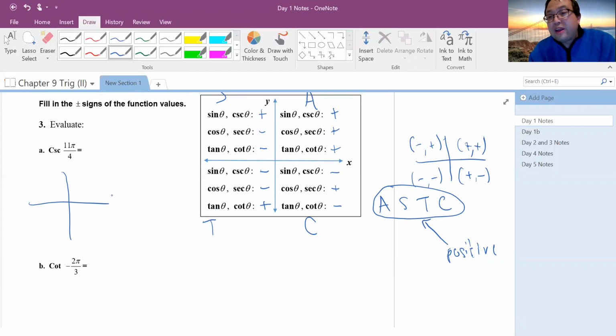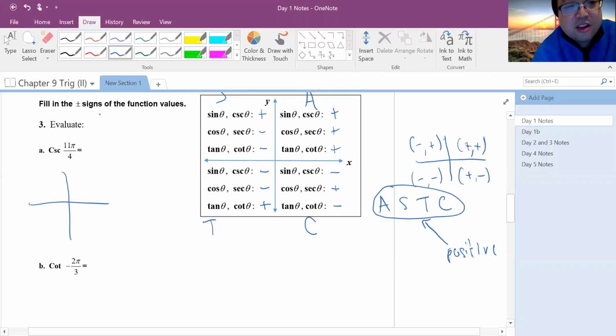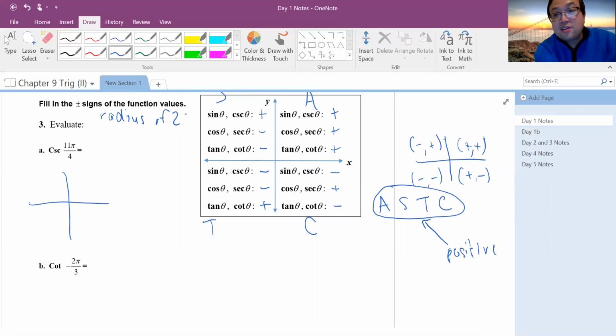Remember that whole radius being 2. Let me actually make a note. So I'm going to be using a radius of 2 to help us out with these problems when we do that right triangle. Then you're going to have all the sides, and then you're going to be able to evaluate the trig function. Now the idea is you're going to practice it with the reciprocals, right? So we're going to have cosecant of 11 pi over 4. For part B, we're going to have cotangent of negative 2 pi over 3.